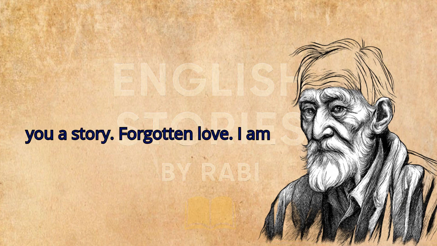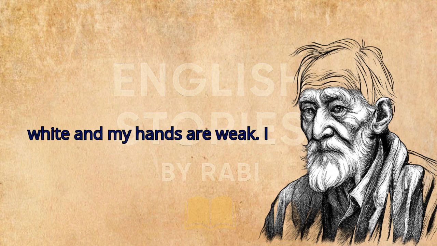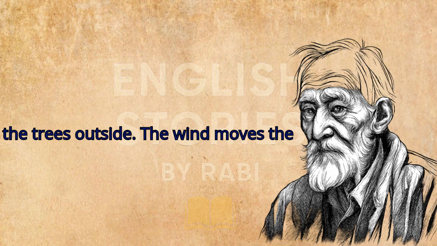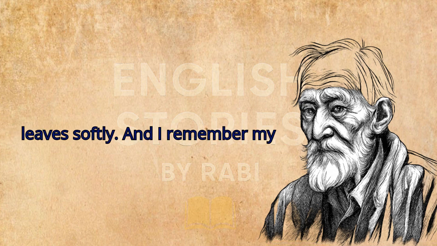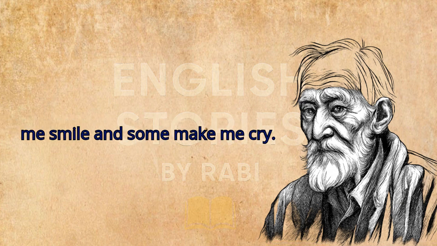Now, I'm going to tell you a story. Forgotten Love. I am an old man. Now my hair is white, and my hands are weak. I sit by the window every day, watching the trees outside. The wind moves the leaves softly, and I remember my past. Memories come like waves. Some make me smile, and some make me cry.